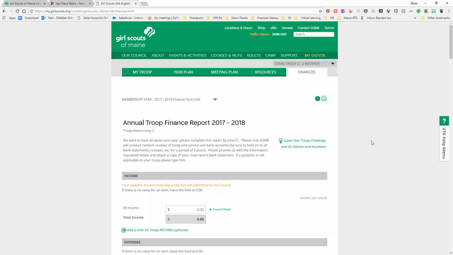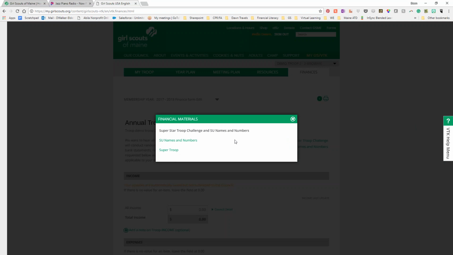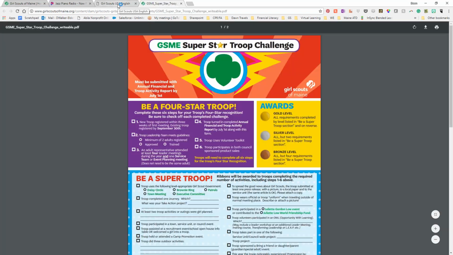Where does it say that? It's right here, so you see Annual Troop Finance Report. The very first line is June 21st. And then next to this in the green here, you can click on that and it will link you through. You can see the Superstar Troop Challenge paperwork if you need that, and also the service unit names and numbers.